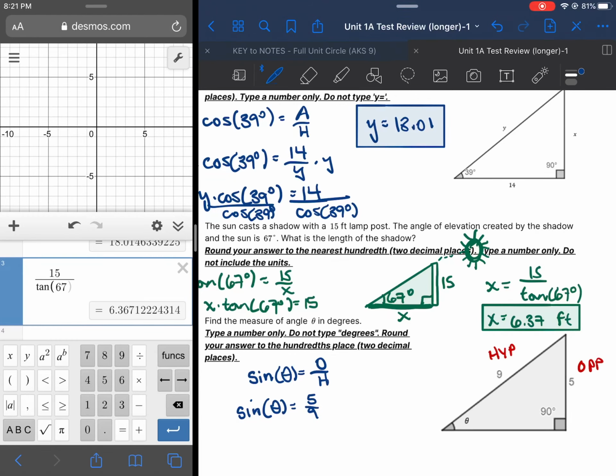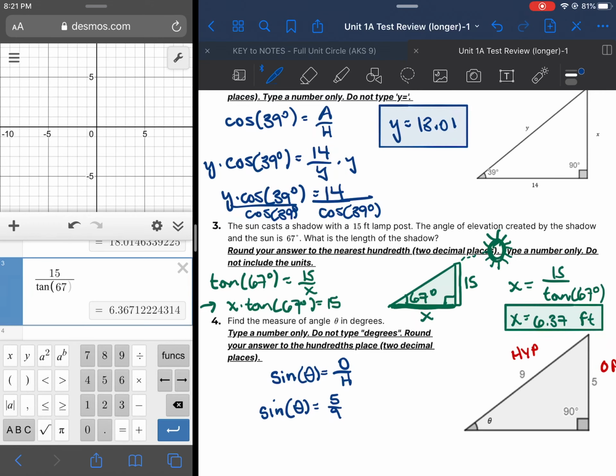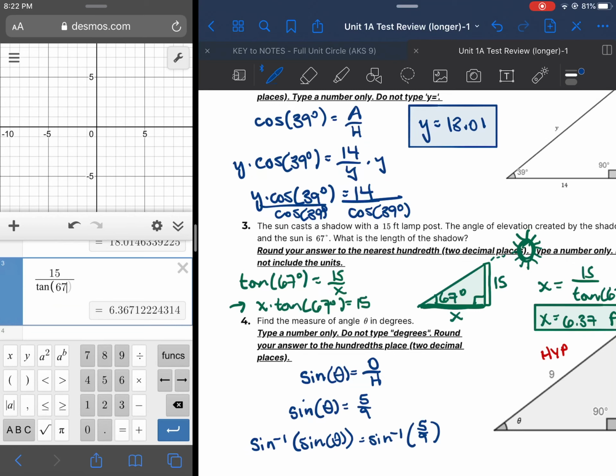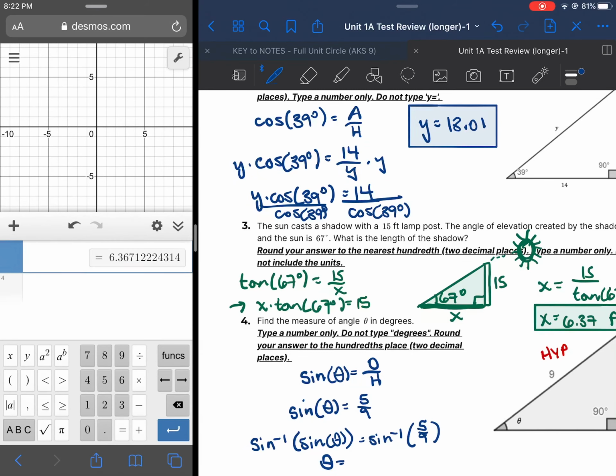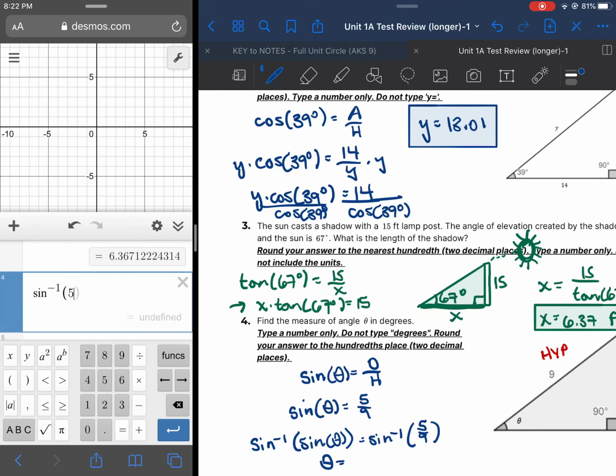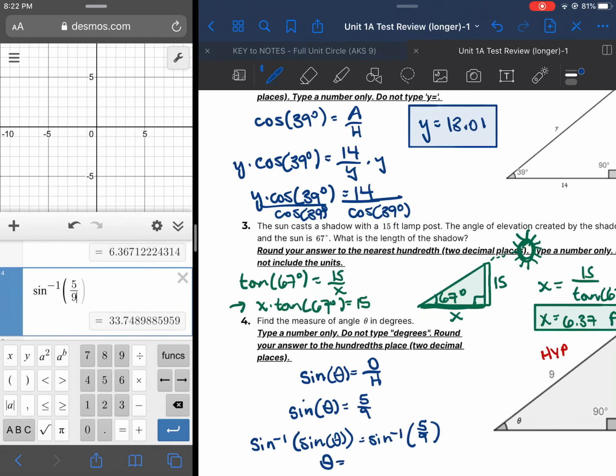And remember that anytime we're trying to solve for an angle, we need to use the inverse trig operation. So we're going to take the inverse sine on both sides. So inverse sine of sine of theta equals the inverse sine of 5 over 9. Well, we know that on the left side here, inverse sine and sine are going to cancel. We're just going to get theta. And then now let's go ahead and use our calculator in Desmos to calculate the rest. So we will do the inverse sine of 5/9, and we get approximately 33.75 degrees.